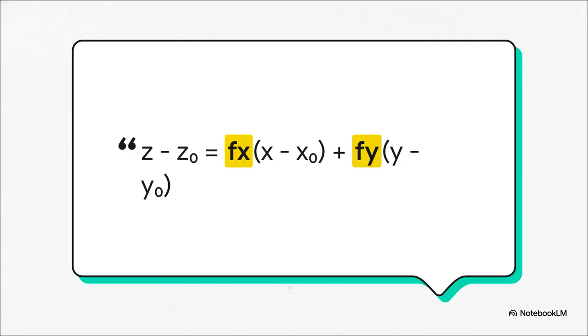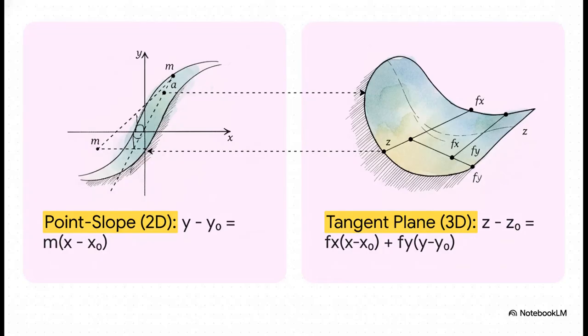And there it is. Yeah, it looks a little longer, but check out the similarities. We still have our point, it's just x naught, y naught, z naught now. But instead of one slope m, we've got two. We have fx, that's the partial derivative with respect to x, which is just the slope in the x direction. And we have fy, the partial derivative with respect to y, you guessed it, that's the slope in the y direction.